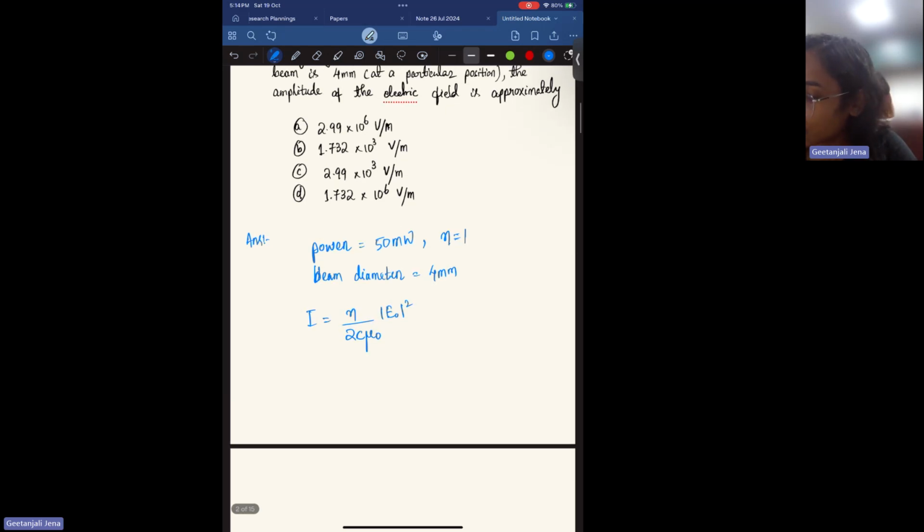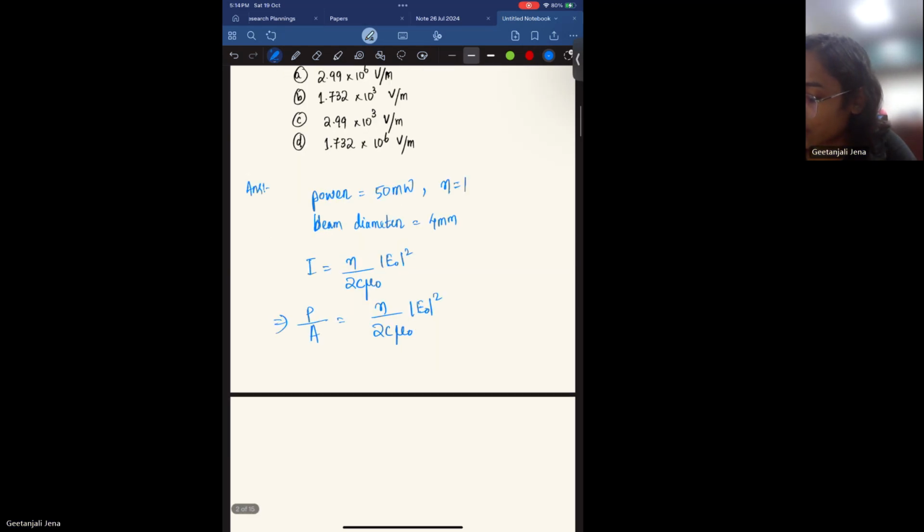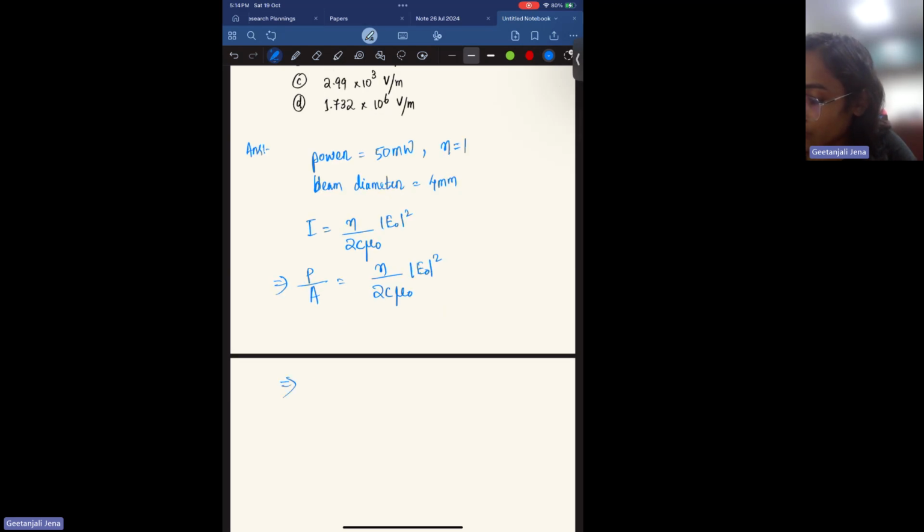And you already know the intensity is given by power per unit area. This is equal to n by 2 c mu 0 E0 square. So to find the value of the electric field, you have to rearrange the terms. So P by A equals n by 2 c mu 0 E0 square, giving E0 square equals 2 c mu 0 divided by n times P by A.